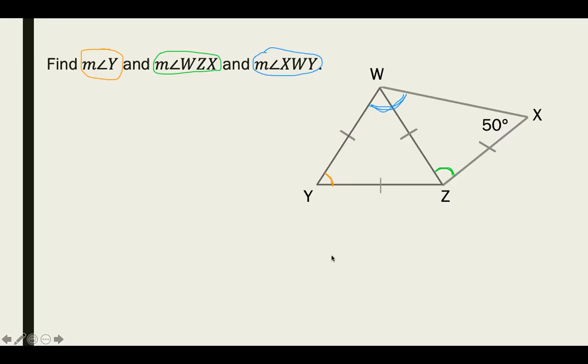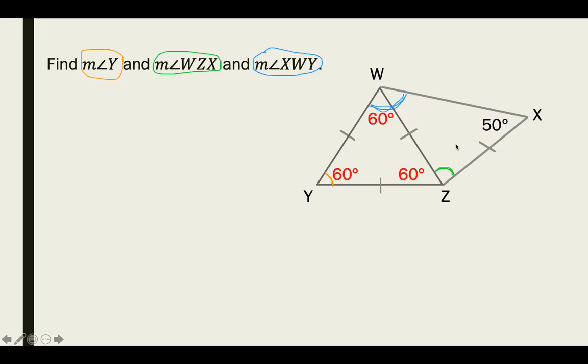Okay, awesome. Now, based on that, let's think about what we know. Well, first off, this triangle right here, triangle WYZ, is an equilateral triangle, which means all of the angles must also be the same and they all must equal 60. All right, we got a 60, a 60, and a 60. Awesome. All right, now let's look at this triangle here, triangle WXZ.